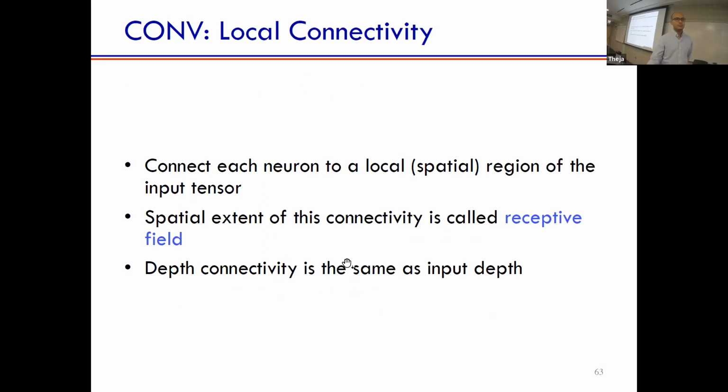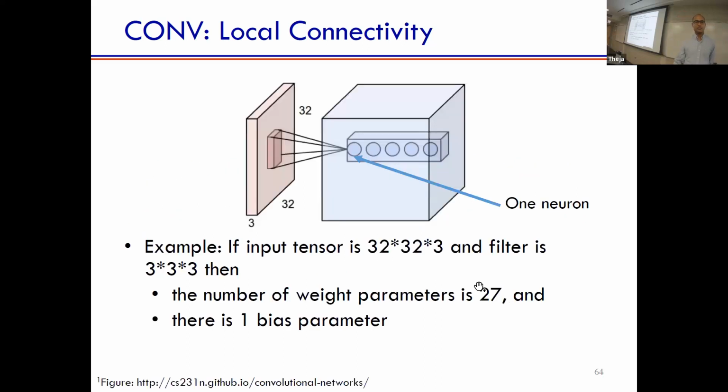So here's the important part. Each neuron is connected to a local region of the input tensor. That's the first property, and we'll see that in the next slide. Each neuron is connected to a local region of the input, and the spatial extent of this input region is called the receptive field of this neuron. And the depth connectivity is the same as the input depth. That last point we already saw. So let's actually look at this image.